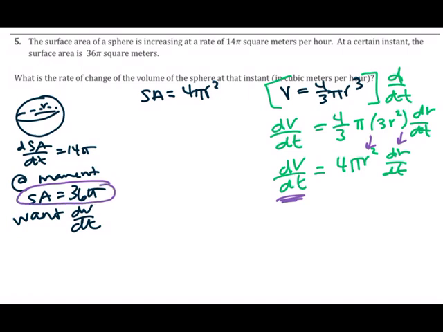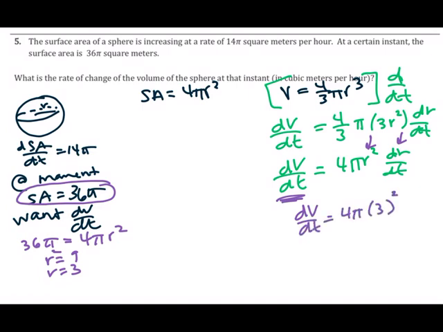And there is. We know that the actual surface area at the moment we care about is 36 pi, and surface area is 4 pi r squared. So we can find r, which is going to be, r squared is 9, so r is going to be 3. So we can plug 3 in here. dV/dt equals 4 times pi times 3 squared. But we still don't know what dr/dt is. So let's look at the surface area formula, and let's find the derivative with respect to t, because we haven't really used this 14 pi fact yet.